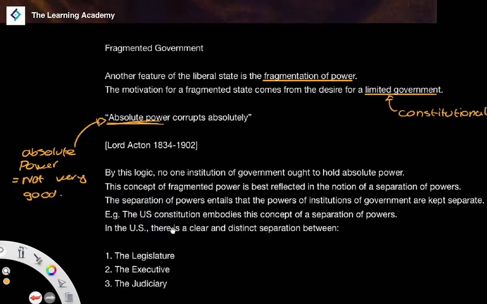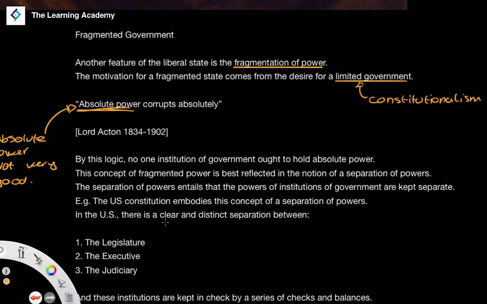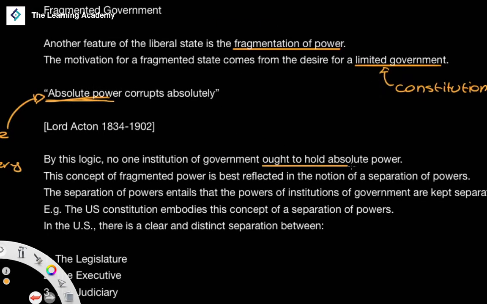So by this logic, if absolute power corrupts absolutely, then it should be noted that this isn't just absolute power bestowed upon one person. For example, if a monarch had absolute power, then that would corrupt that person absolutely. But it could also be bestowed upon institutions. If one government institution had absolute power, then that's also a bad thing. So by this logic, no one institution of government should hold absolute power.